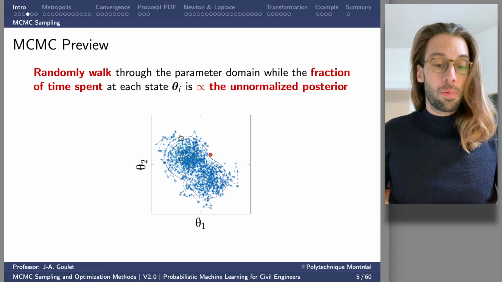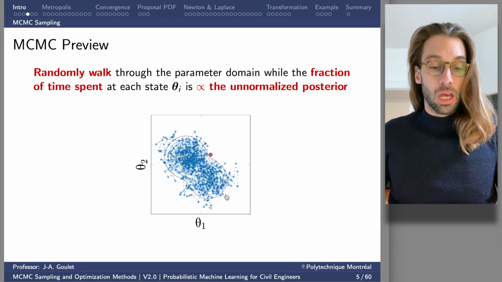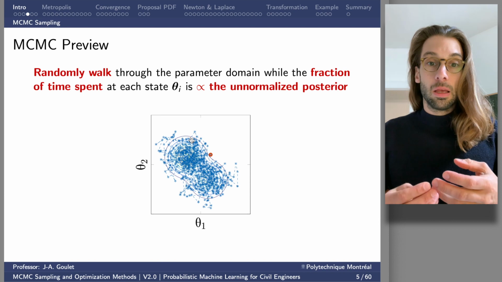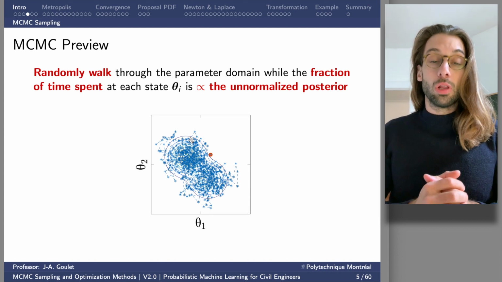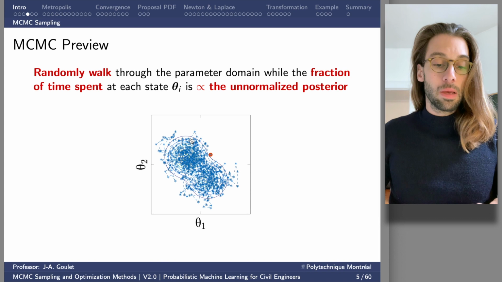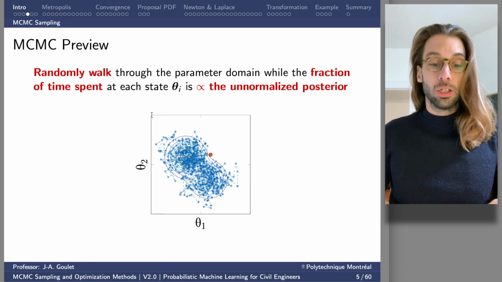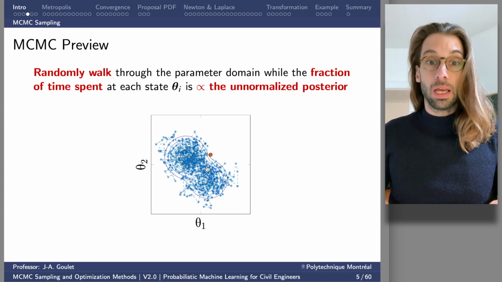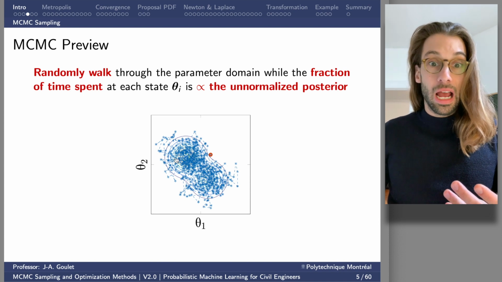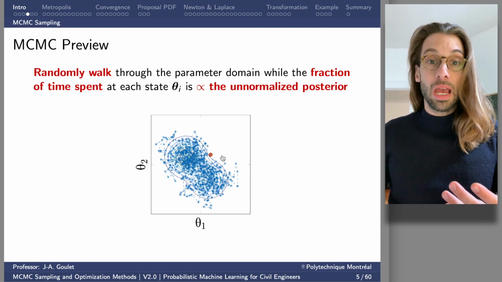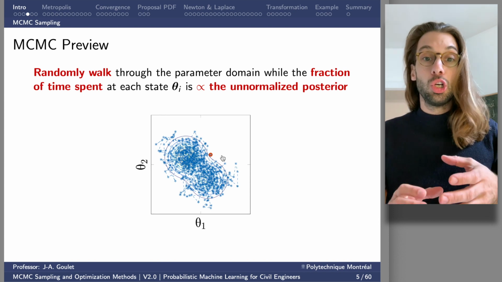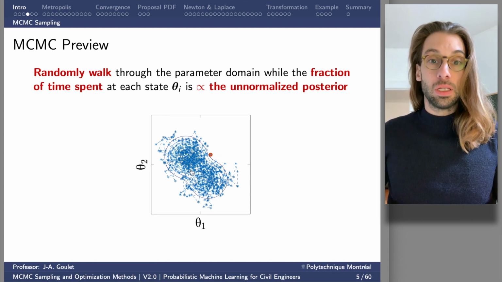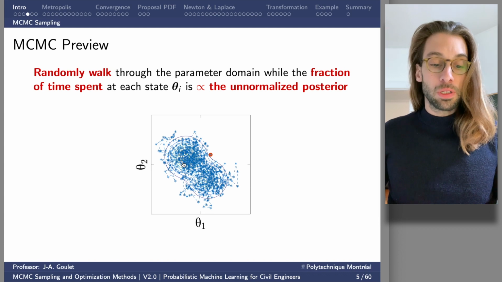Here's an example where you see, underlying the samples I've taken, the contour of my unnormalized posterior. This is a simple example where I have only theta 1 and theta 2. I started from the location indicated in red, and I have done a random walk through that domain. At the end, the fraction of the time spent in any region of the domain is going to be proportional to my unnormalized posterior. The unnormalized posterior has a higher value here, so I have taken more steps here.